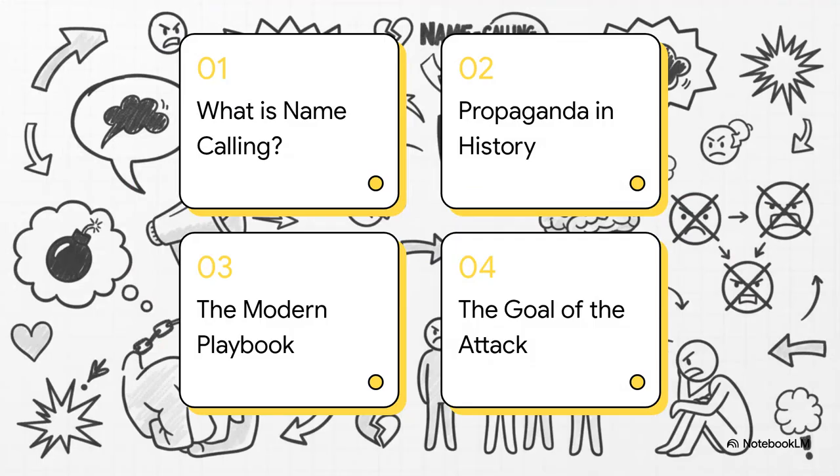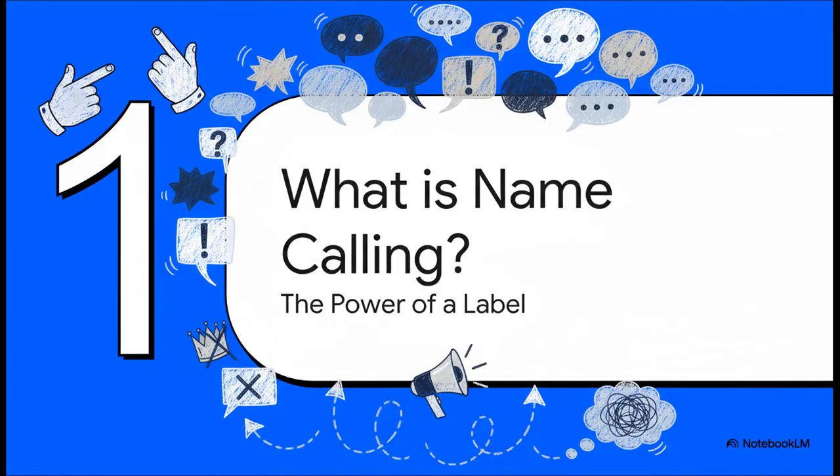So to really get how this works, we're going to break it down into 4 parts. First, we'll get a crystal clear definition. Then we'll look at some really high-stakes historical examples. After that, we'll bring it right into the present day with the kind of labels you see flying around online every single day. And finally, we'll uncover what the real goal of the attack actually is. All right, let's jump right into our first section.